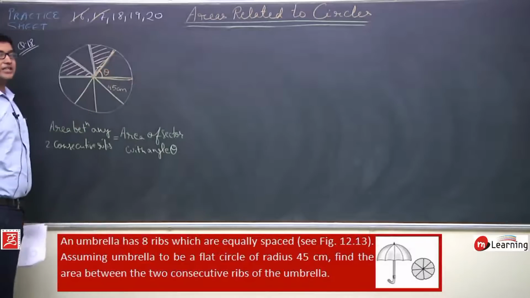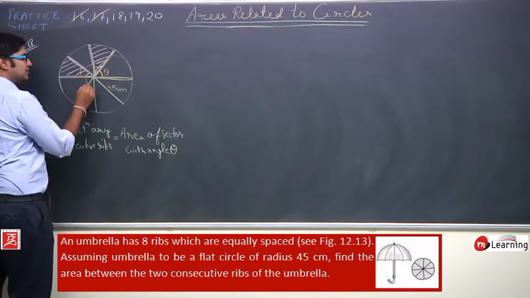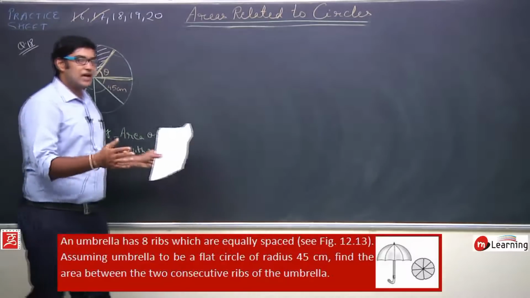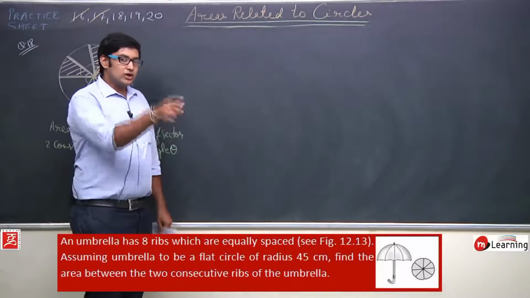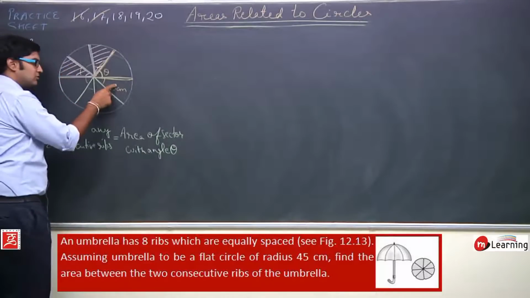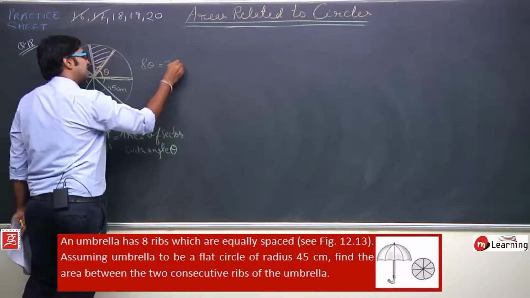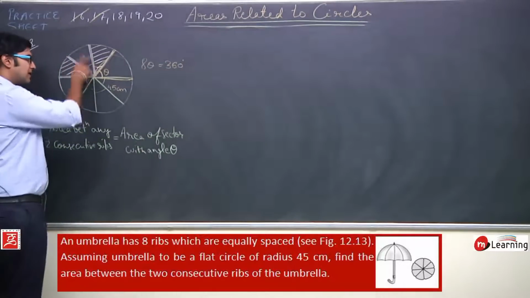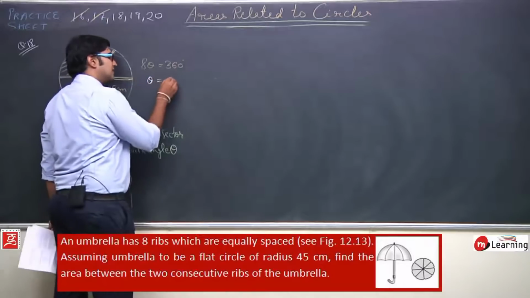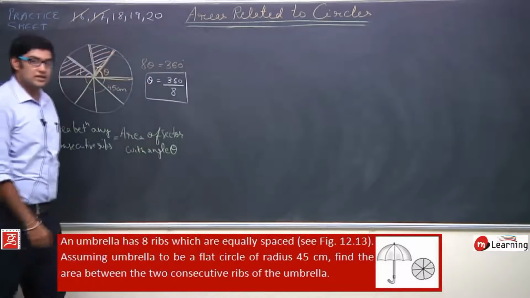Now what exactly is theta? We can see that this is theta, this is theta, this is theta, this is also theta, this is also theta. All the angles are theta degrees. Why? Because ribs are equally spaced. So in all I have 8 different angles theta. So I can say 8 times theta is equal to 360 degrees, because the complete angle is 360 degrees. So the value of theta is 360 upon 8. This is the angle theta.